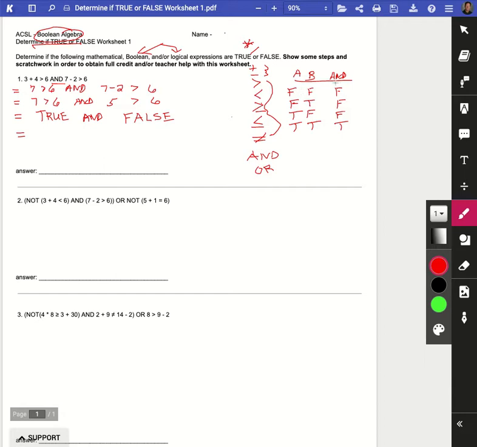This is the same as the word and in normal English speaking. If somebody says, you have to eat your asparagus and your broccoli in order to get dessert, well, only if you did eat your asparagus and you did eat your broccoli, only then would you get dessert. If you did not eat broccoli, or if you did not eat asparagus, or if you did not eat asparagus nor broccoli, in those three cases, you would not get your dessert because AND requires both sides to be true. Well, in this case, this side is not true.